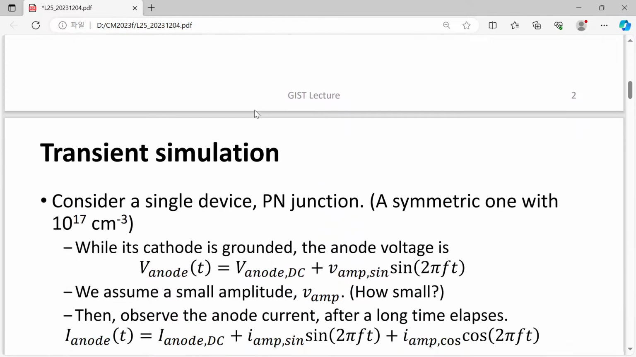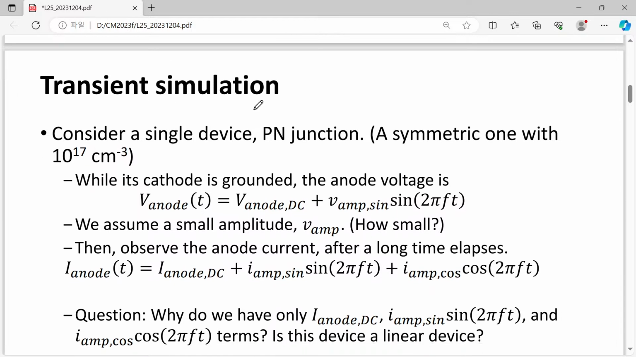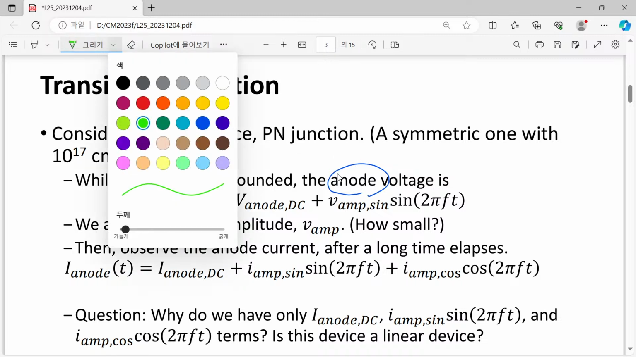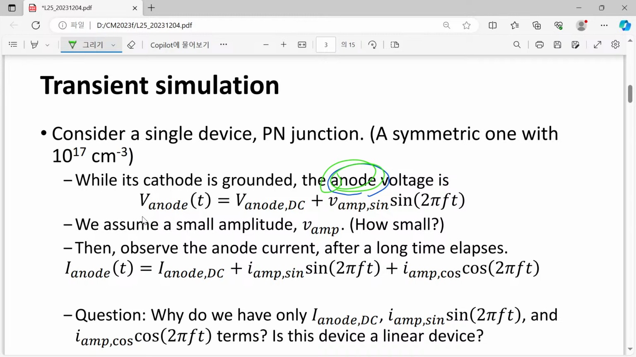Now think about this case. Consider a single device, a PN junction. We have already covered this device several times, and now let's assume that we have applied 0 volt to its cathode as usual. However, the anode voltage is now assumed to be a sum of a DC voltage and a sinusoidal time-varying voltage. So this one is time independent and this one is time dependent.